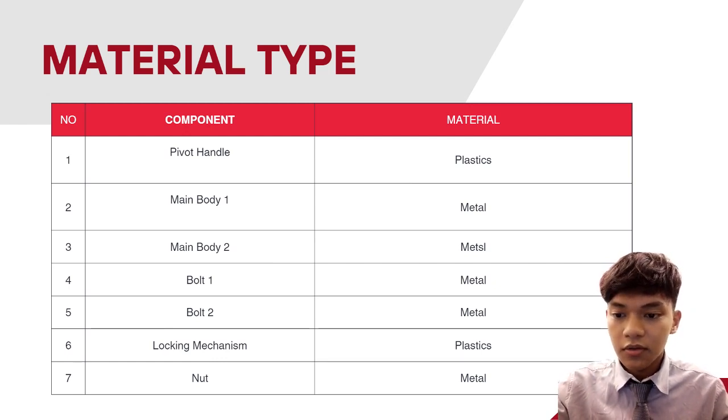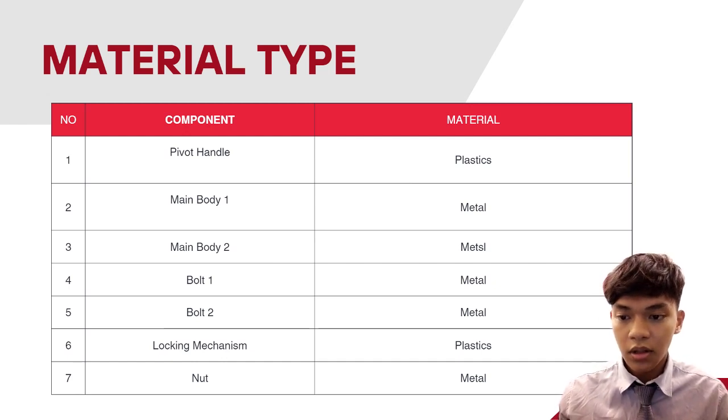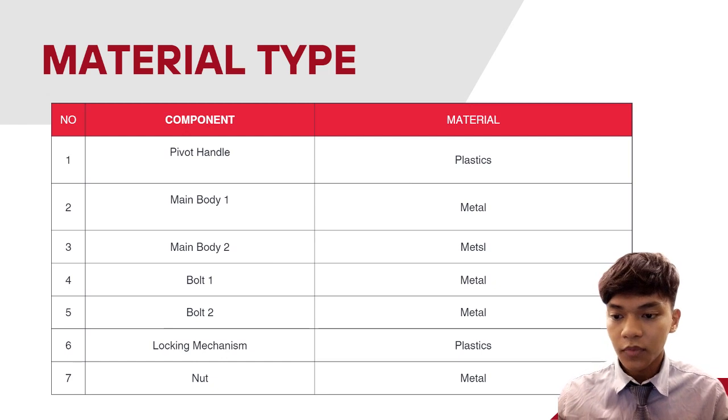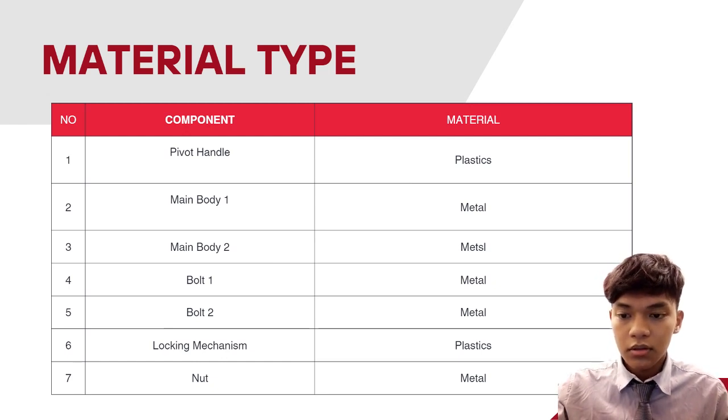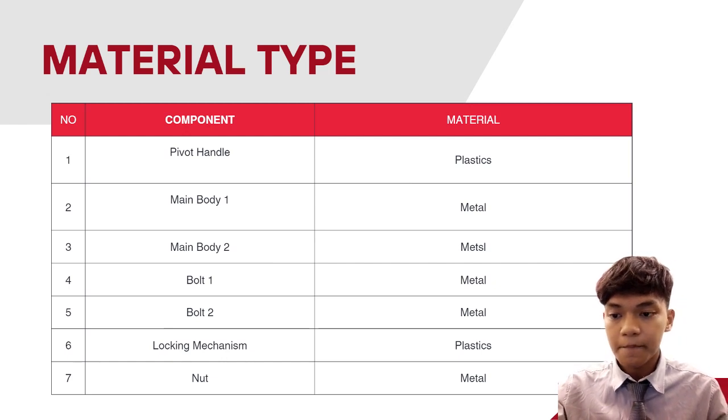Next is the bolt. It is used to tighten the pencil into the pencil slot. It is also made out of metal. Next is our locking mechanism. This one is used to make sure the legs and the main body are locked while using the instrument. This one is made out of plastic.